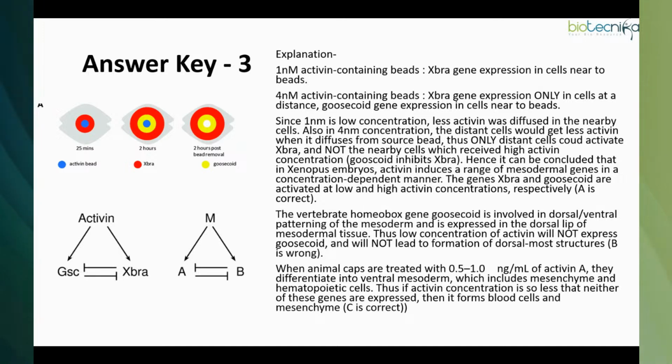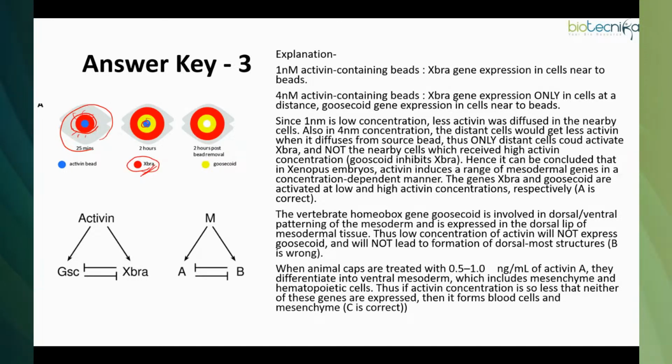So this question has been directly taken from an experiment. Okay. And you can see near the cells, obviously, if the concentration is low, the diffusion can happen only nearby, isn't it? So that is why it is happening nearby here, as you can see. Okay. And XBRA, you can see this activin bead, if we take more concentration, then see where is XBRA expressed?